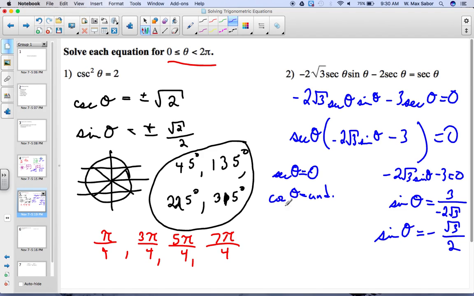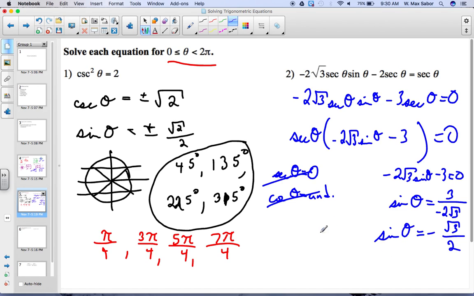So let's see, what are the solutions to cosine of theta is undefined? Well, cosine of theta is always defined. So that's not actually helping us. That's not going to give us any solutions. Sometimes it could. If this were cosine of theta equals 0, then that would have solutions.